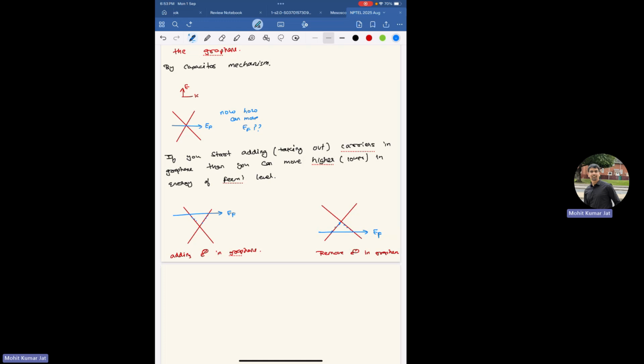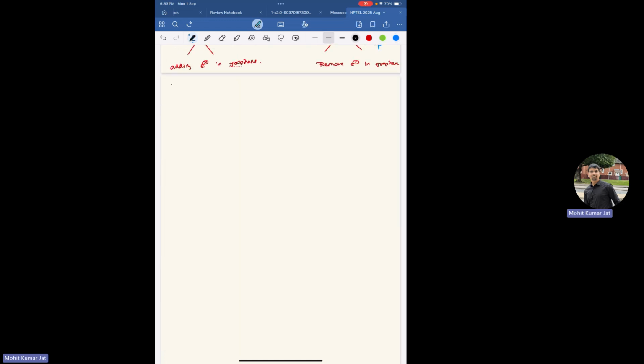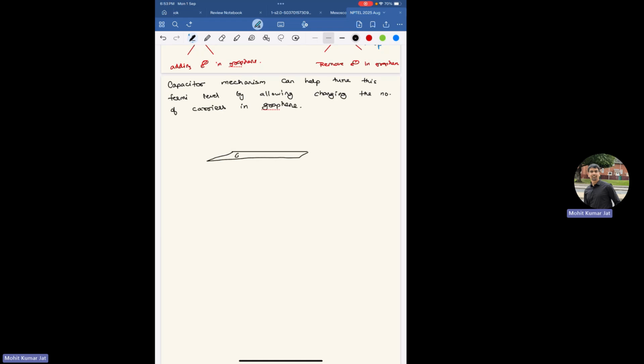And here comes the interesting part with the capacitor mechanism. Capacitor mechanism can help tune this Fermi level by changing the number of carriers in graphene. This is a sheet of graphene.